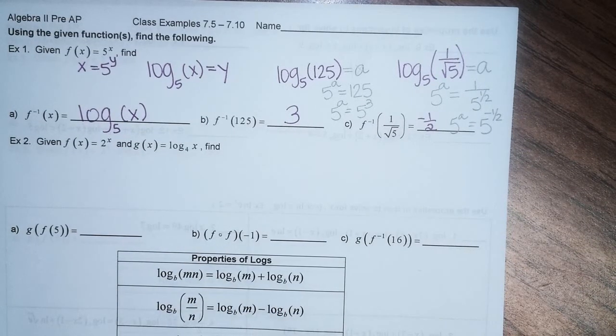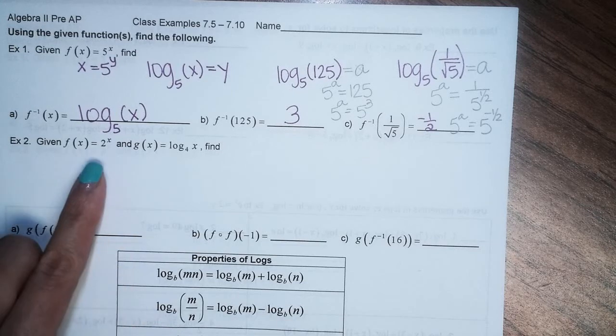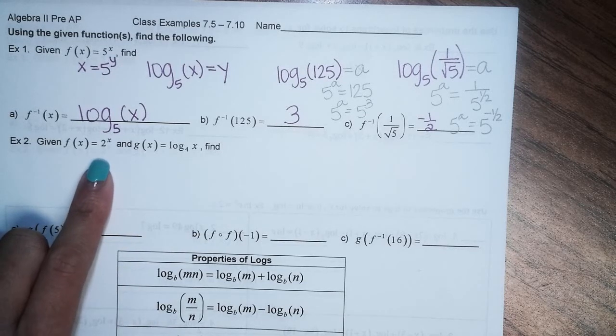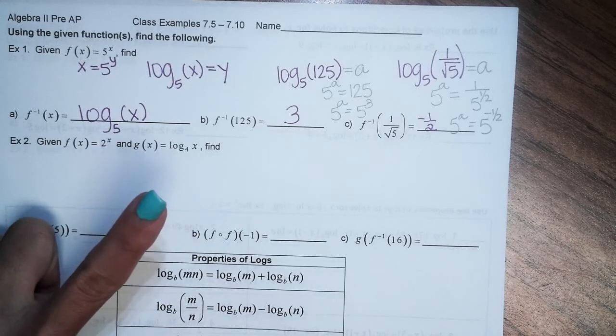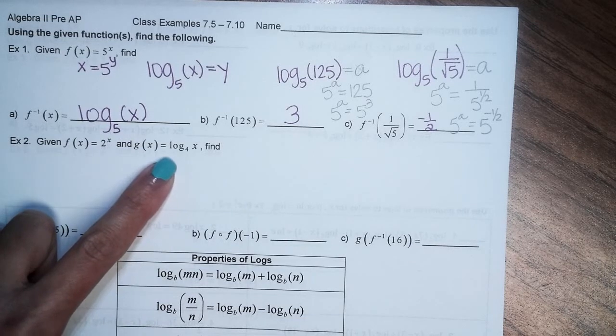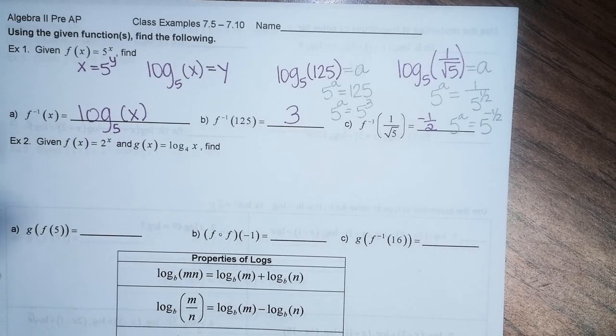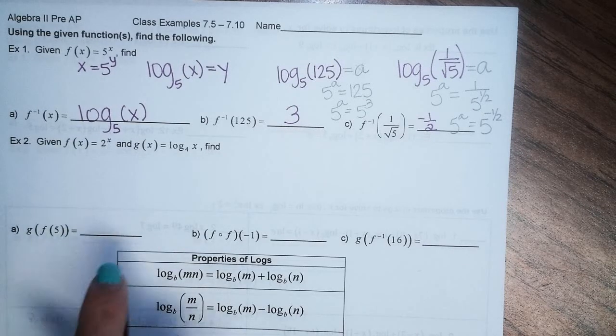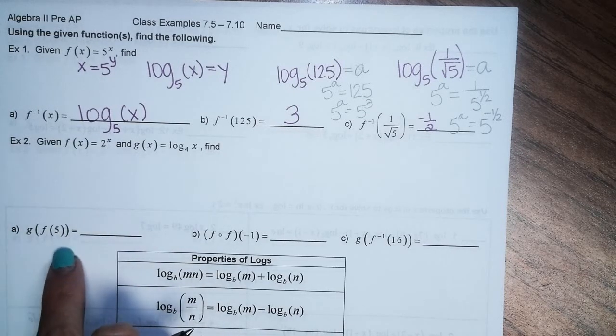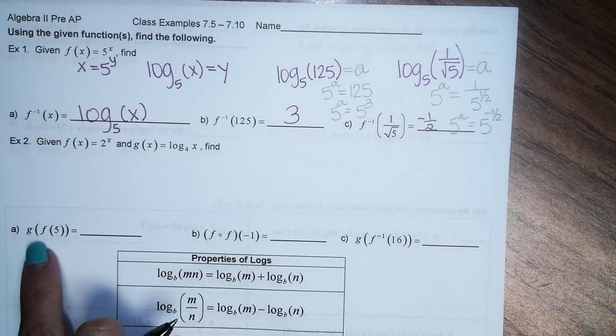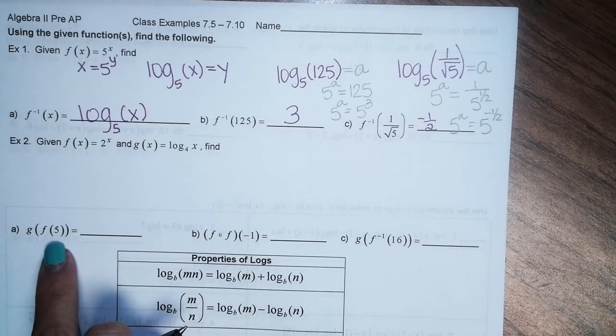And that's just a little review of inverses. Let's try it again on example 2. You have f of x, which is 2 to the x, and then you have g of x, which is log base 4 of x. Those are not inverses. They're just two different functions. So let's try some function evaluations here. Let's do g of f of 5.